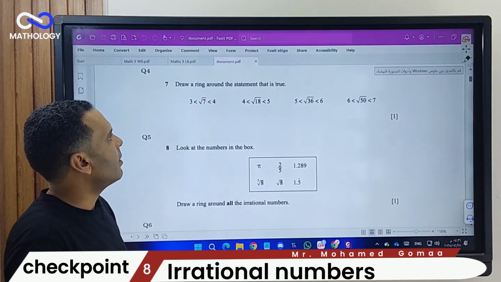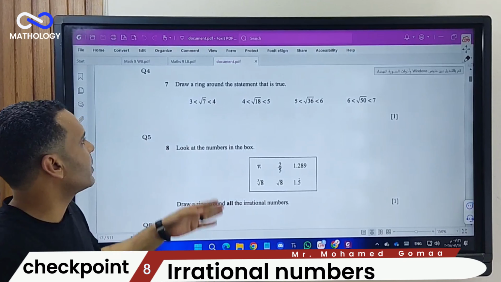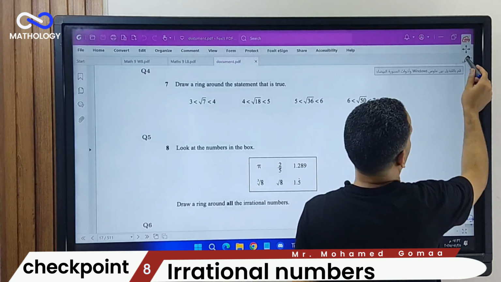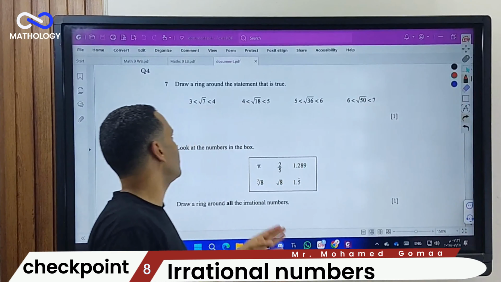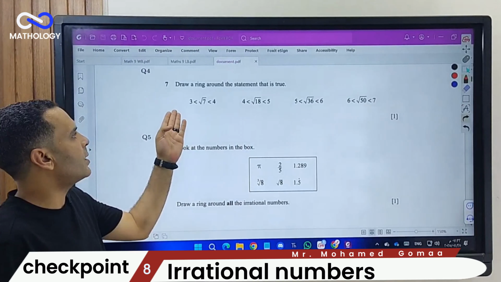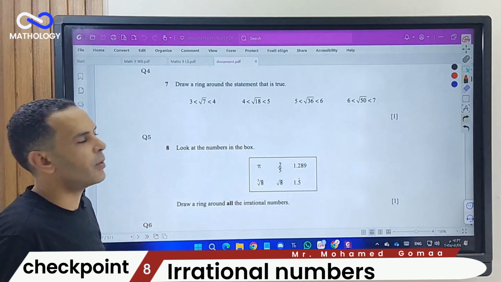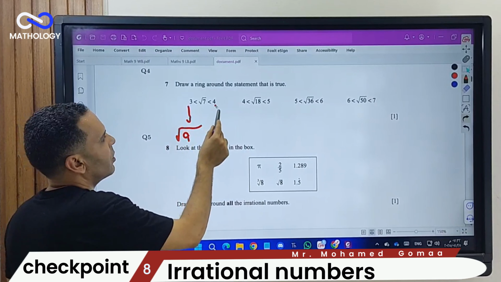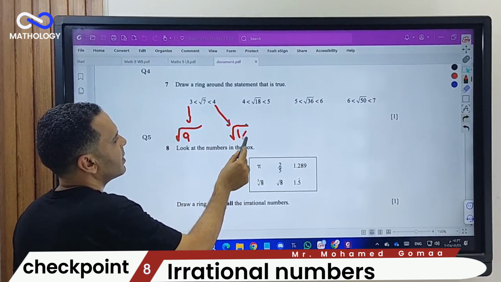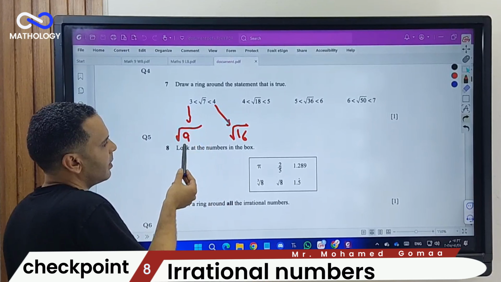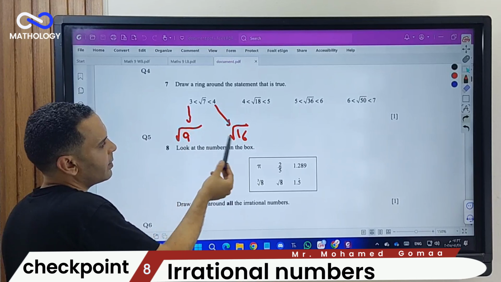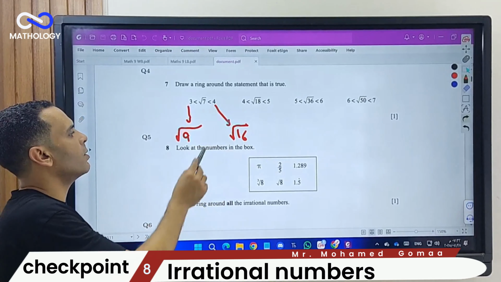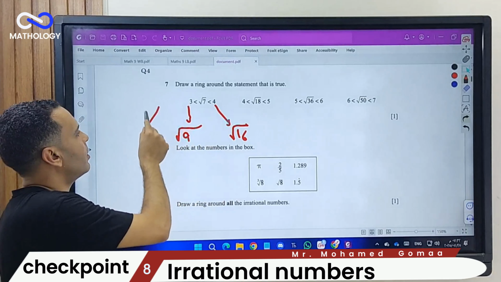And draw a ring around the statement that's true. 3, square root of 7, 4. Here he says that the square root of 7 is greater than 3 and smaller than 4. 3 will be the square root of 9, and 4 the square root of 16. Does 7 lie between 9 and 16? Of course not. This one is false.